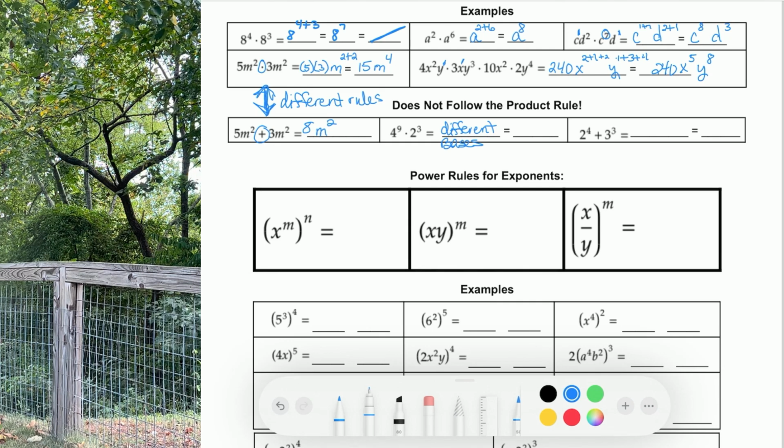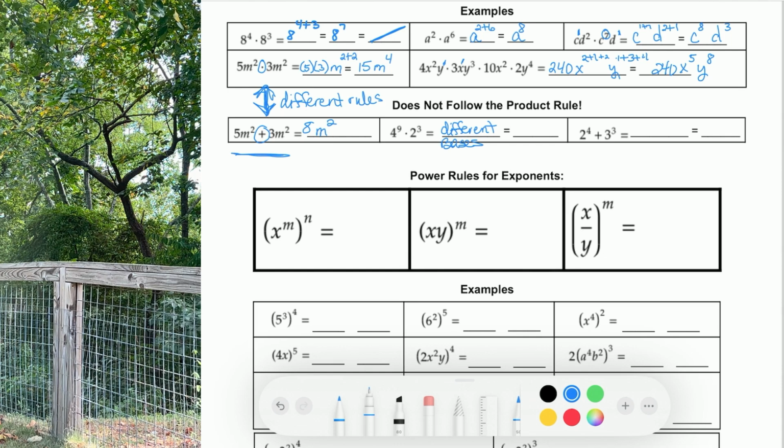The next one has 2 to the power of 4 plus 3 to the power of 3. All right, so remember over here, I said we could actually combine those two together, the 5m squared plus the 3m squared, because we had m squared, the same bases attached to both of them with the same exponent with addition. This one, we have different bases. The 2 is not the same base as the 3. We also have different exponents. We have a 4 and a 3. So we can't add these in this way. We also can't use the product rule because it's addition.